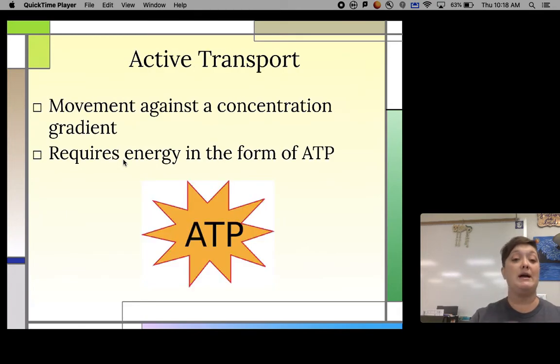On to active. These require energy. These, you have to use that ATP to make this happen. It's not going to happen all on its own. And the reason it needs energy is because it's going against the concentration gradient. You are fighting traffic on this one, okay? Because these are going from an area of low concentration up to higher concentration.